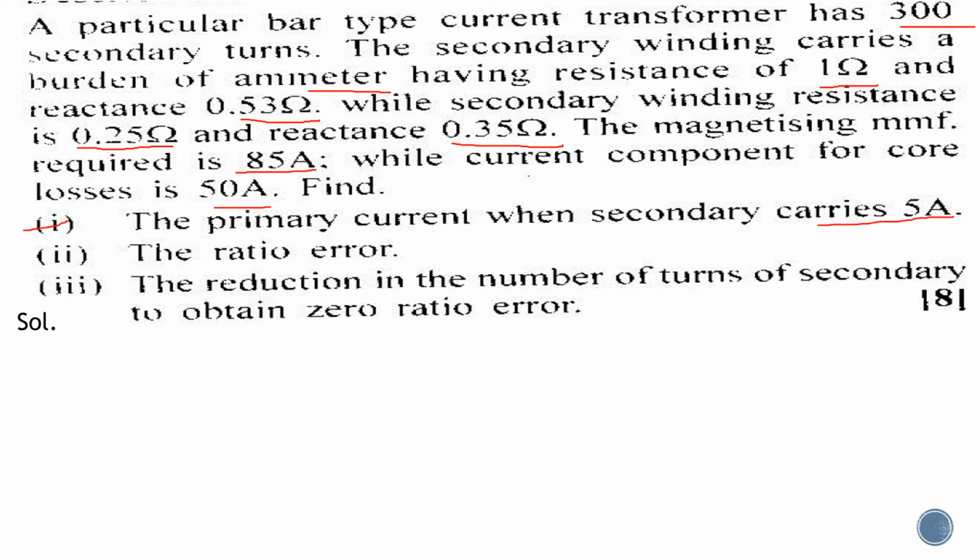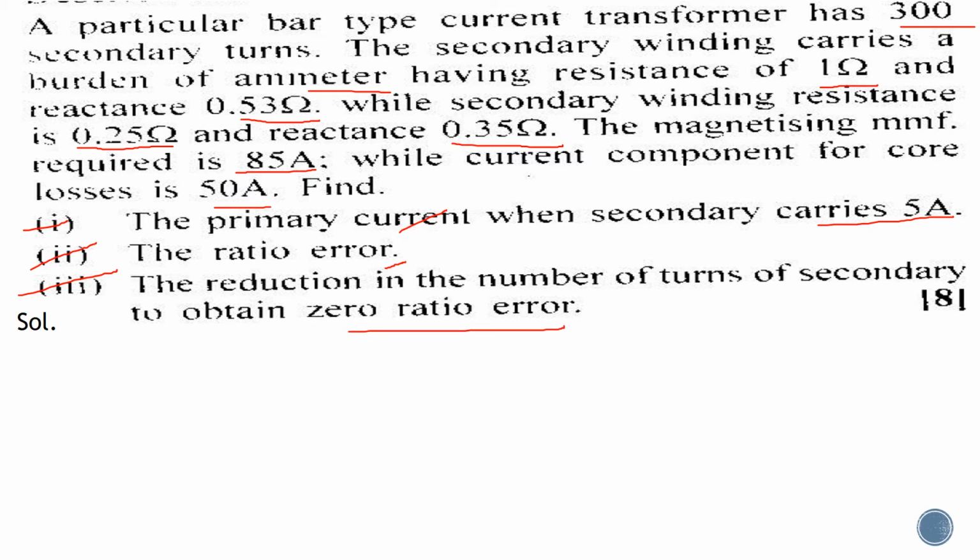Second, the ratio error, and third, the reduction in the number of turns of secondary to obtain the zero ratio error. So we have to find three things: the primary current, the ratio error and the number of turns to be reduced in secondary winding so as to obtain the zero ratio error.